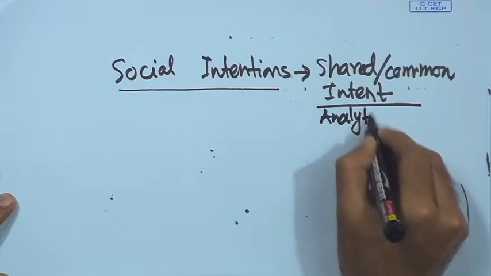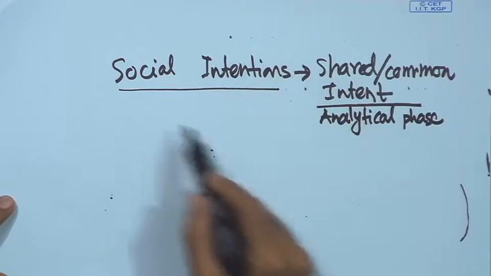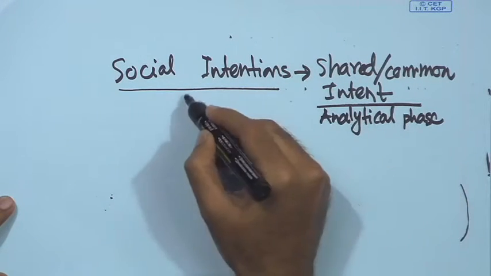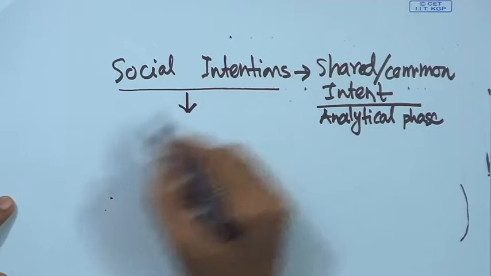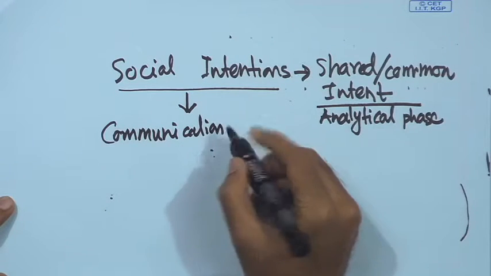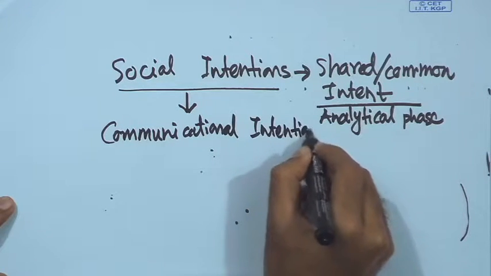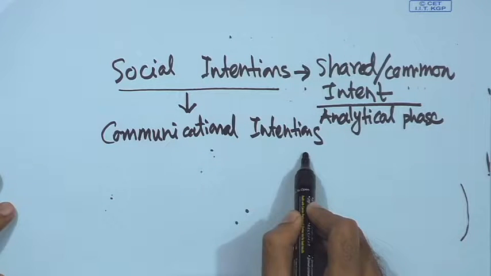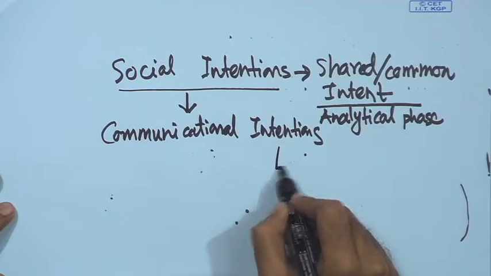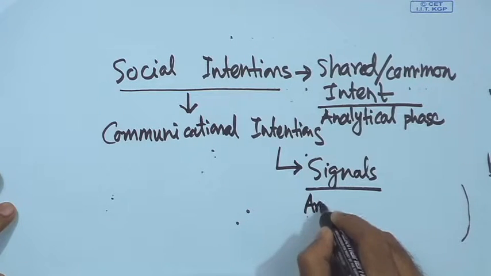And this is more of an analytical phase, where you are trying to understand the social intent and you communicate for that accordingly. The next level of communication that happens within the communicator is the communicational intentions. So in communicational intentions, we are letting out various signals or various artifacts.